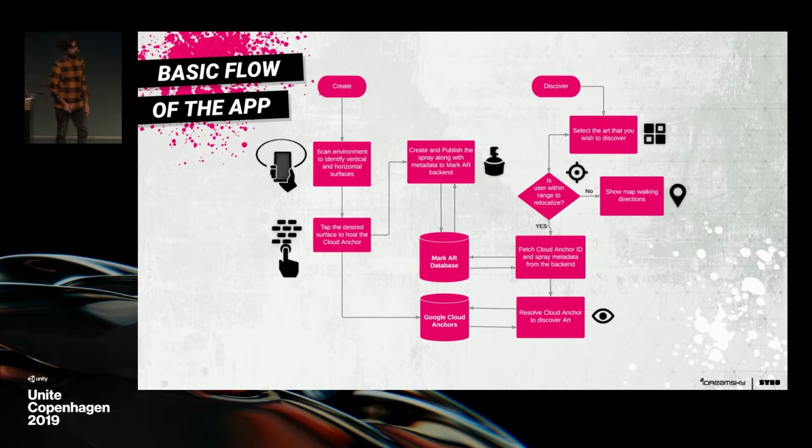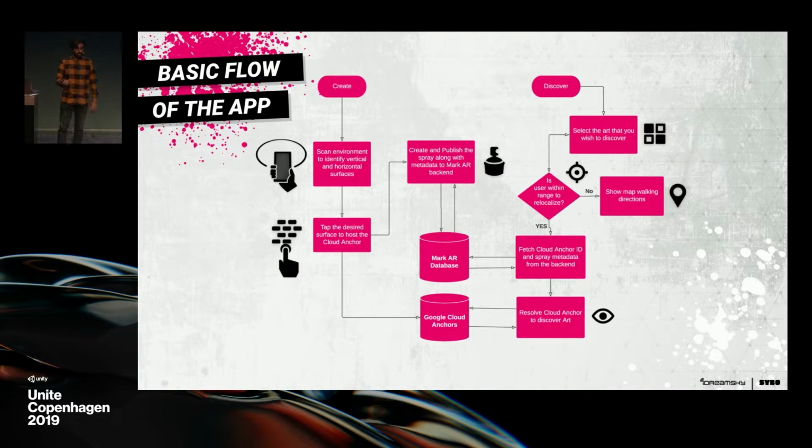So to create, we want to scan the real-world environment, and we want to identify surfaces on which we can create art. Currently, there are horizontal and vertical surfaces, but we hope in the future there will be many more. We then select the surface that we want to start creating our masterpiece on, and at that point, we host the cloud anchor and send it to our servers. We then let the user create their masterpiece by moving their phone around in a very intuitive manner.